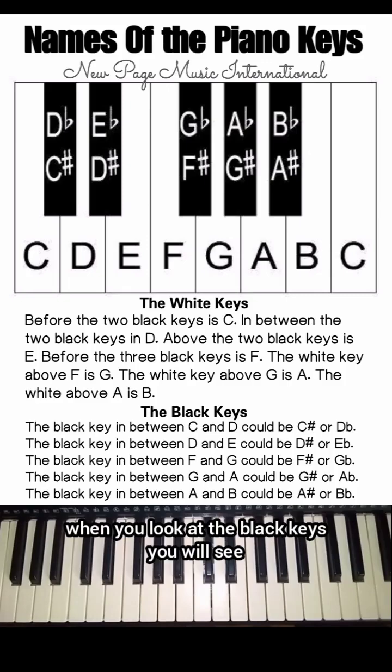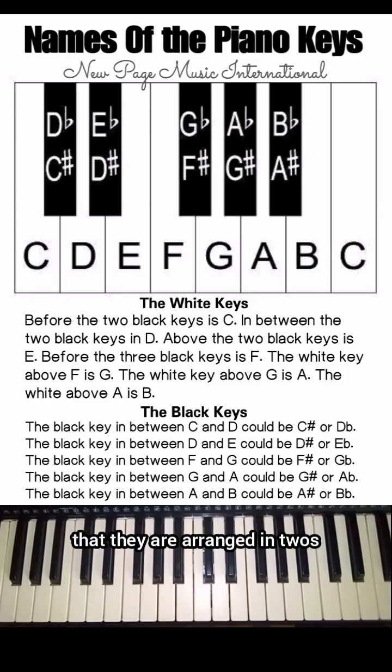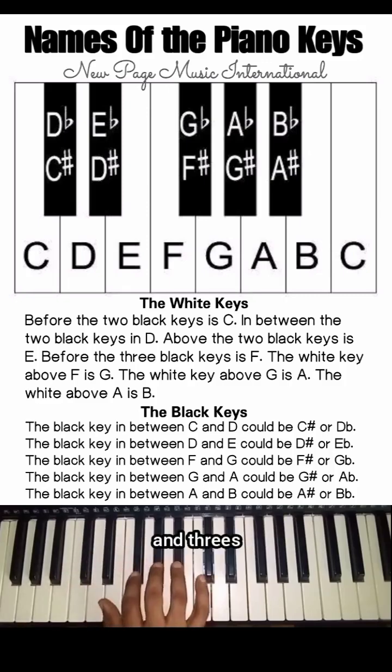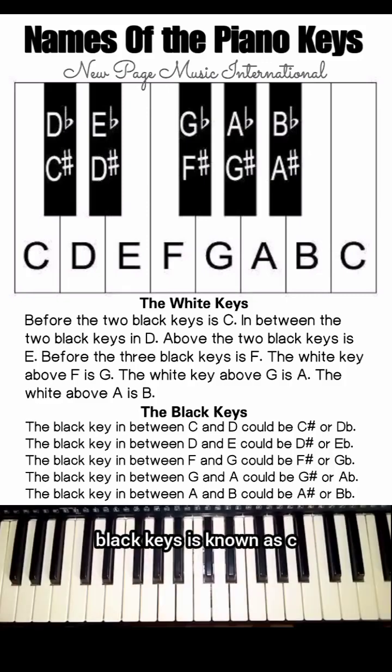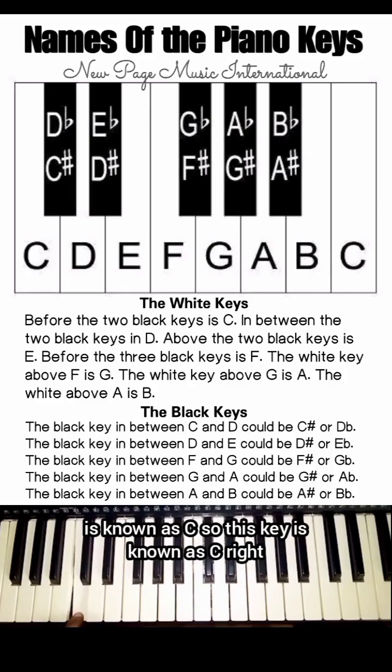When you look at the black keys, you will see that they are arranged in 2s and 3s. All right, it's very important. The white key before the first 2 black keys. I repeat, the white key before the first 2 black keys is known as C. So this key is known as C, right?